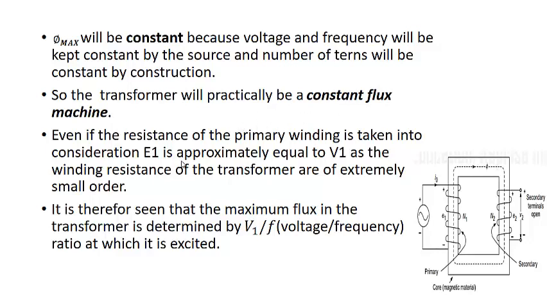So this we usually calculate for the transformer. It is actually true for all other machines. For all other machines, they are also constant flux machines. But for the time being, you remember this for the transformer only.